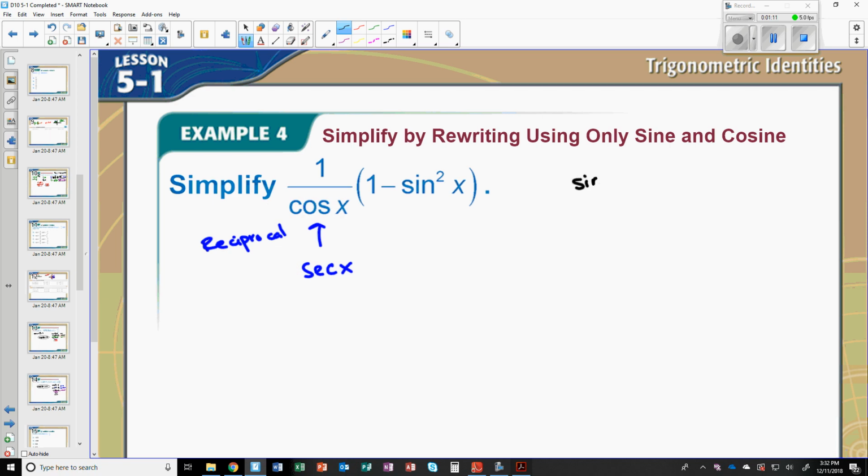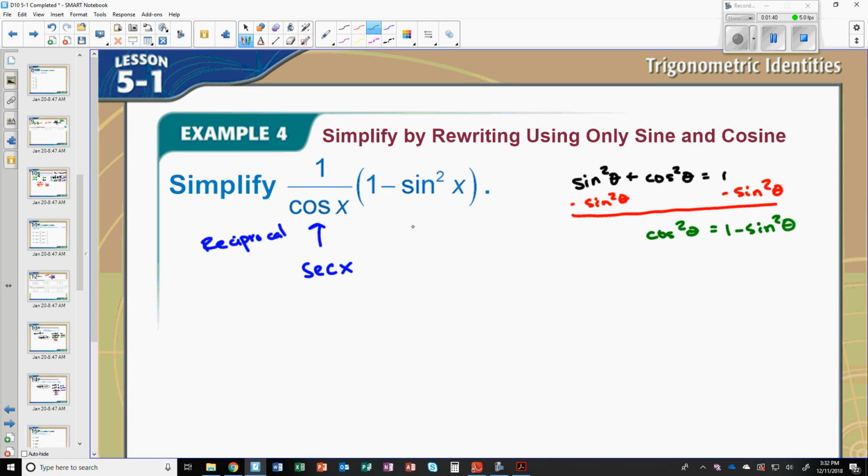So the identity says that sine squared theta plus cosine squared theta equals 1. This is 1 minus sine squared. So let's think algebraically. If I were to subtract sine squared from both sides, I would get that cosine squared theta equals 1 minus sine squared theta. So what that means is right here, I could substitute and say all this is equal to cosine squared. And since they're using x here, I'll use an x. So I'm going to just change from theta to x over here.